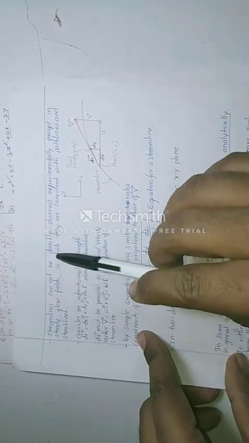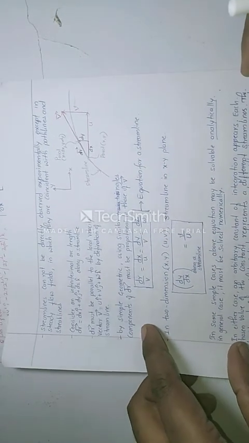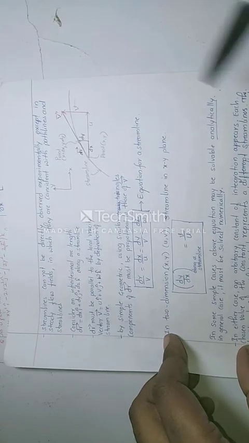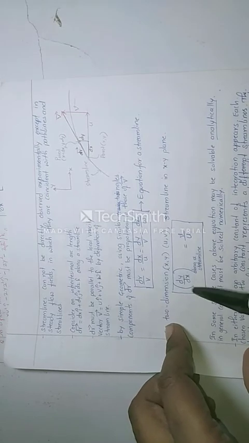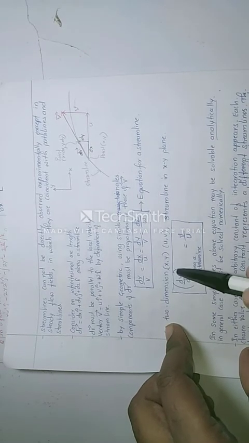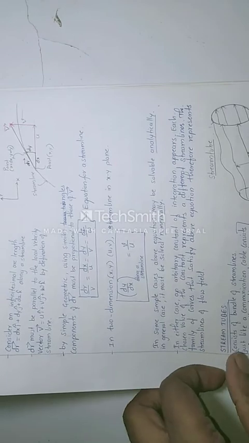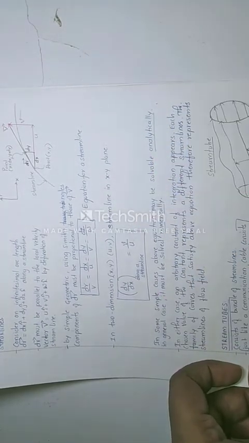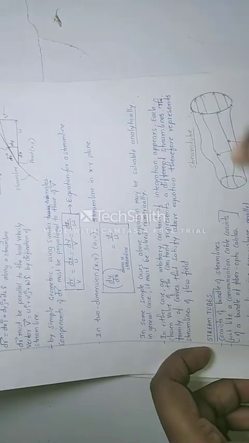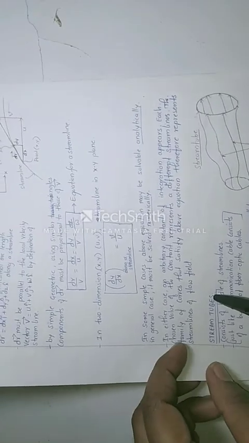Streamlines cannot be directly observed experimentally except in steady flow fields, in which they are coincident with path lines and streak lines that we'll see later. The expression for a streamline is dy by dx is equal to v by u. You can go through the content of this, which we have discussed in the class. I'm just giving you the main important topics, and the bundle of streamlines we call stream tubes.